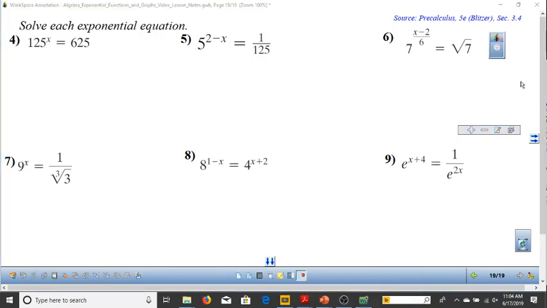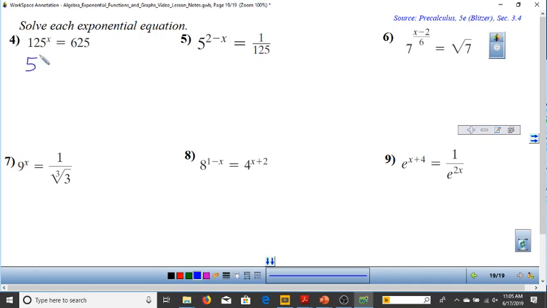All right, so let's take a look at number 4. Number 4, 125 to the x equal to 625. What answer did you get? x equals 2. You get x equals what? 125 squared doesn't give you 625. x equals 4/3. How did you get that? Base 5, right?